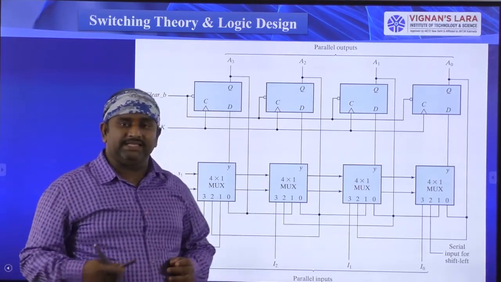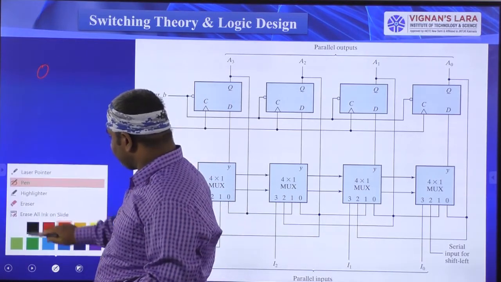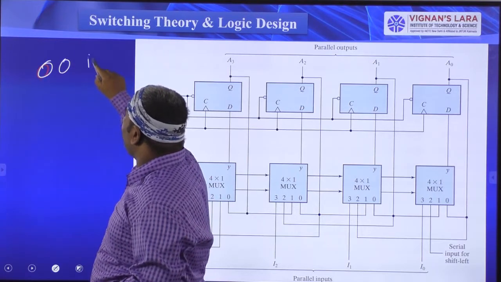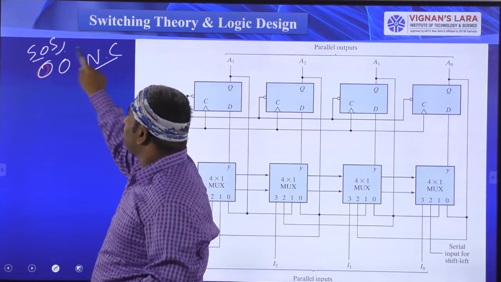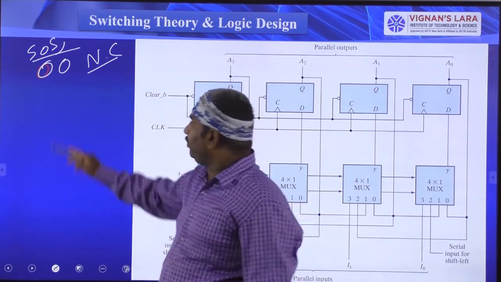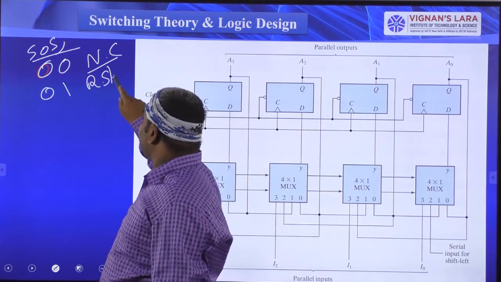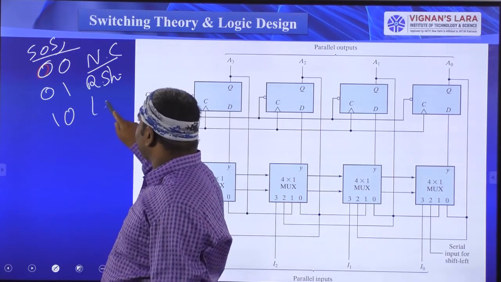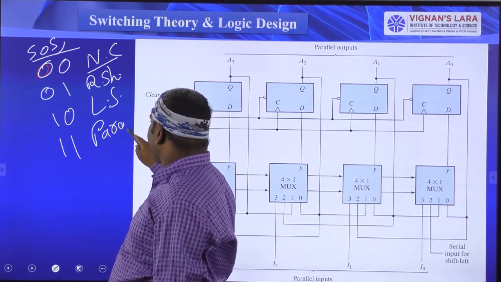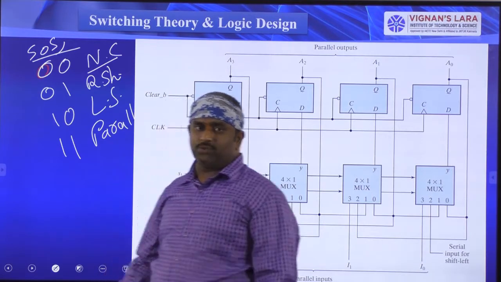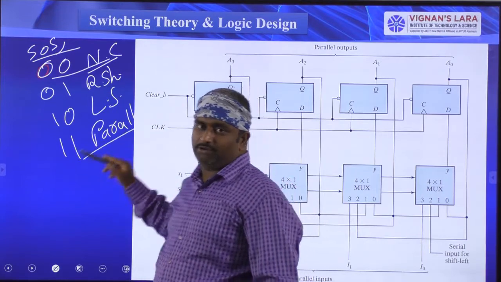When I said previously, we have 4 combinations. When you select S0, S1 values 0, 0, there is no change at the output. When you select 0, 1, it is right shift, and when you select 1, 0, that is left shift, and when you select the data, that is parallel operation. Parallel operation is what we are going to perform. So first see the 0, 0 configuration, then see the 1, 1 configuration.